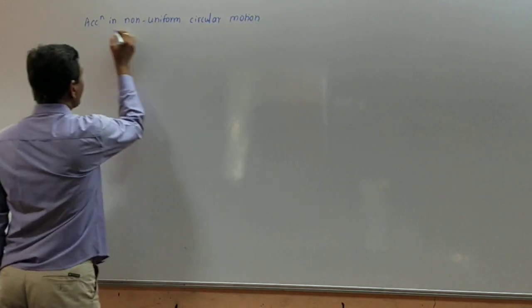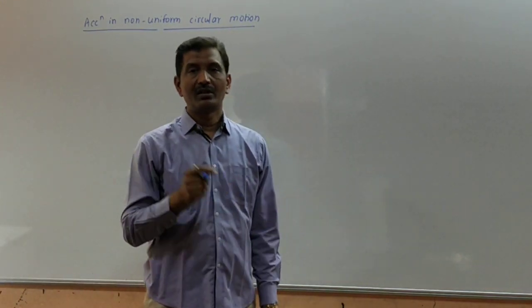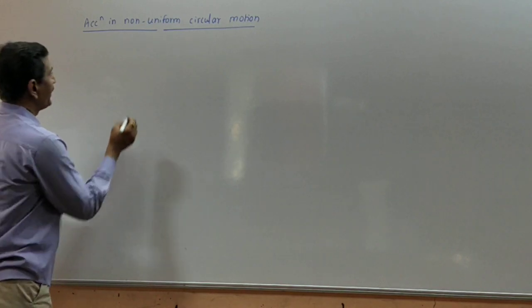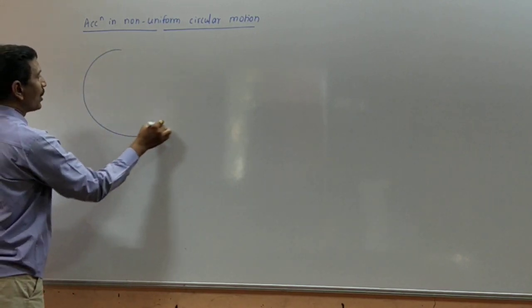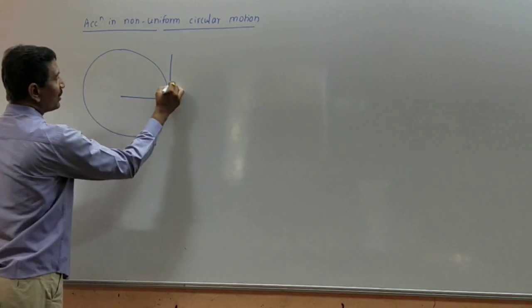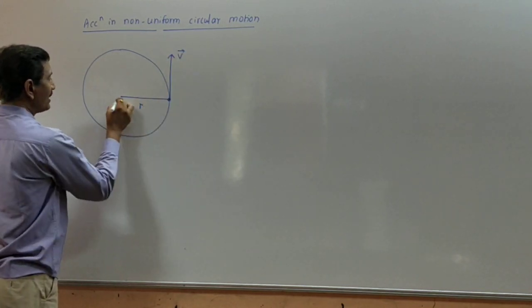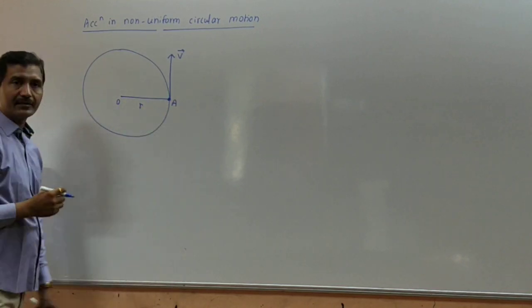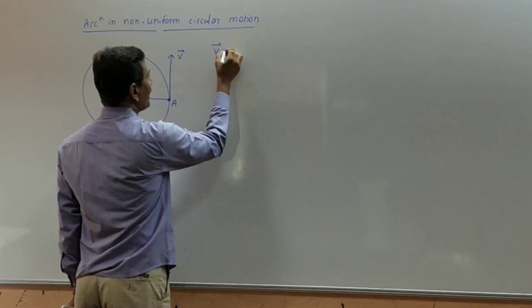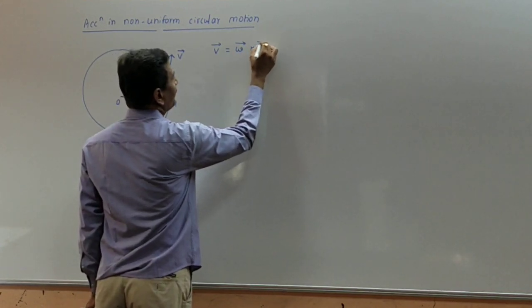So non-uniform circular motion means what? A circular motion in which the magnitude of linear velocity, that is the speed, does not remain constant. So a particle performs a non-uniform circular motion. Its linear velocity is along the tangent to the circular path. O is the center and R is the radius. So what is its linear velocity? V. In vector notation we know that v bar is equal to omega bar cross r bar.